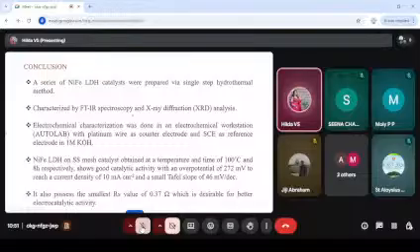Nickel LDH was synthesized by a single step hydrothermal method and characterized by FTIR spectroscopy and XRD analysis. Electrochemical characterization was done in a three electrode electrochemical workstation, Autolab, with platinum wire as counter electrode and saturated calomel electrode as reference electrode in 1 molar KOH. The nickel LDH on SS mesh catalyst obtained at a temperature and time of 100 degrees Celsius and 8 hours respectively shows good catalytic activity, with an overpotential of 272 millivolt to reach a current density of 10 milliampere per cm square and a small Tafel slope of 46 millivolt per decade. It also possesses the smallest Rs value, that is solution resistance, of 0.37 ohm, which is desirable for better catalytic activity.